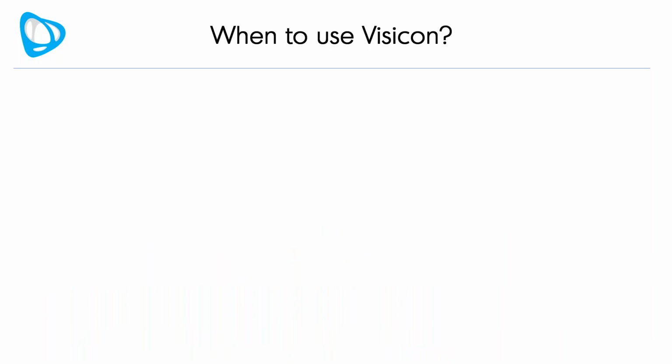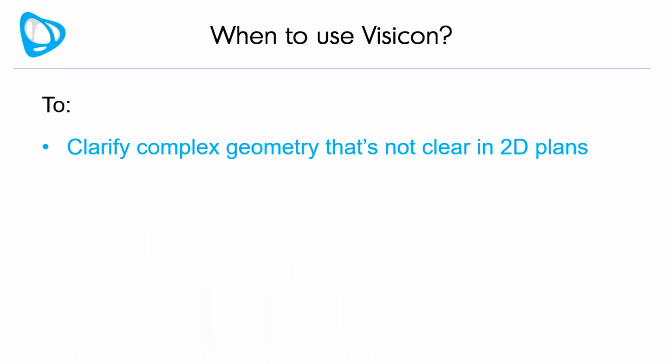So then the question is, when would you use Visicon? A simple example is to clarify complex geometry that's not clear in 2D plans. I recall about a week or two ago, 3 or 4 of us were on a Zoom call, and we were flipping back and forth between a whole bunch of PDFs trying to decipher exactly how a particular complex geometry was put together. And we just jumped over to the Visicon 3D model and were able to resolve the issue instantaneously, whereas we were all scratching our heads trying to figure out what's going on, just relying on the 2D plans.